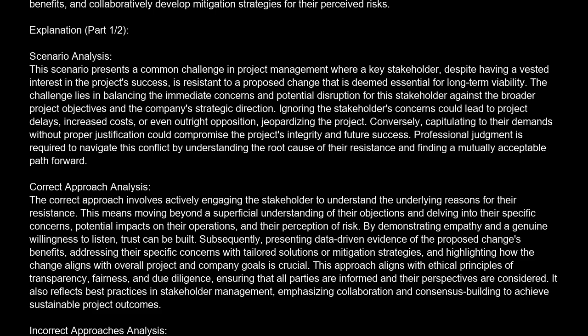Subsequently, presenting data-driven evidence of the proposed change's benefits, addressing their specific concerns with tailored solutions or mitigation strategies, and highlighting how the change aligns with overall project and company goals is crucial. This approach aligns with ethical principles of transparency, fairness, and due diligence, ensuring that all parties are informed and their perspectives are considered. It also reflects best practices in stakeholder management, emphasizing collaboration and consensus building to achieve sustainable project outcomes. Incorrect approach analysis.